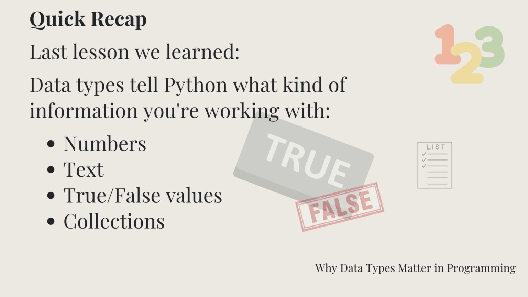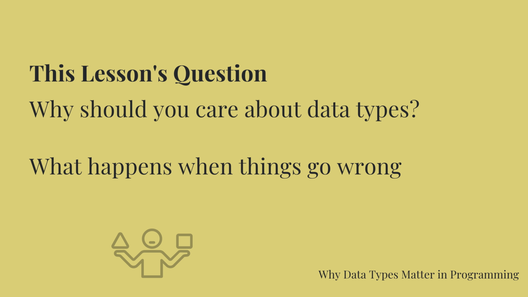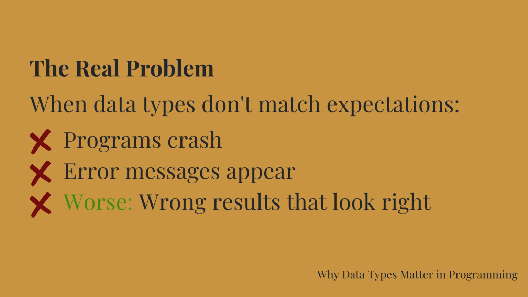In our last lesson, we learned that data types tell Python what kind of information you're working with: numbers, text, true or false values (Boolean), or collections of items. So we'll go more into why you should really care about this, as I'm going to show you exactly why data types matter so much in programming, and some things that happen when things go wrong.